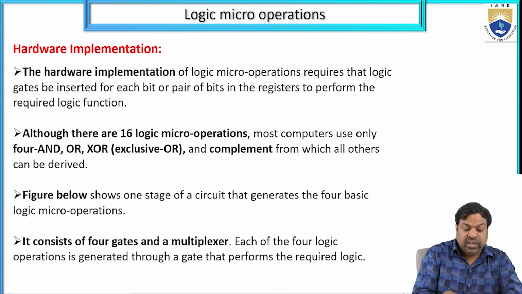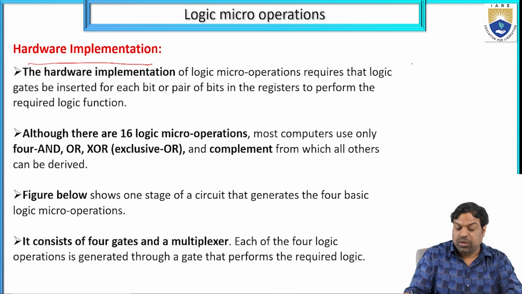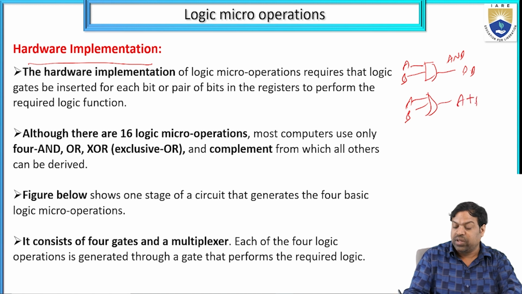So here the hardware implementation means that logic gates are inserted for each bit or pair of bits in the registers to perform the required logic function. So what are the hardware implementations? I am going for the AND gate. So A into B. OR gate, A plus B. NOT gate, A means A bar, B means B bar.